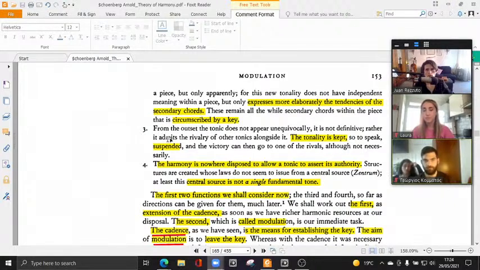The third one. From the outset, the tonic does not appear unequivocally. It is not definite. Rather, it admits the rivalry of other tonics alongside it. The tonality is kept, so to speak, suspended, and the victory can then go to one of the rivals, although not necessarily.